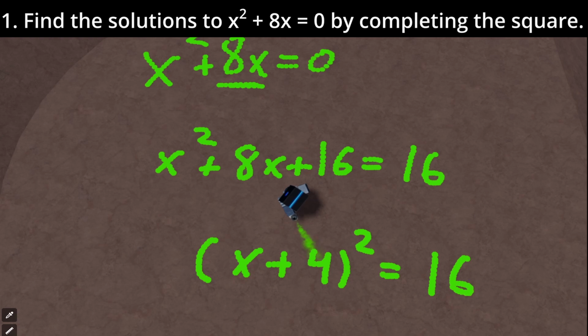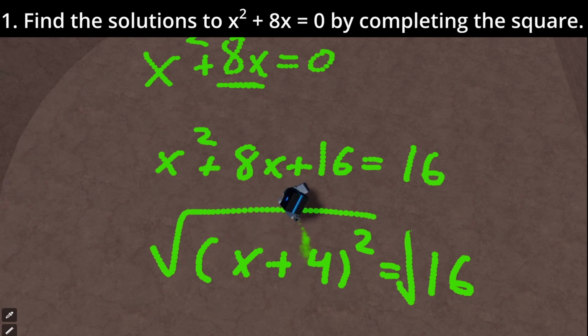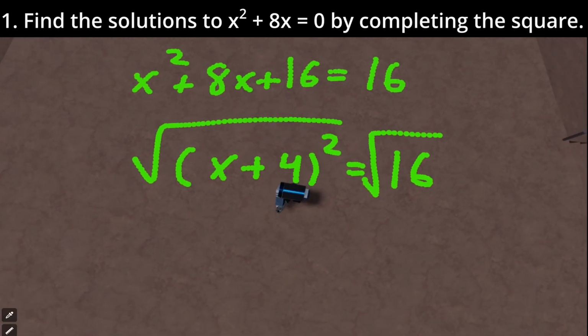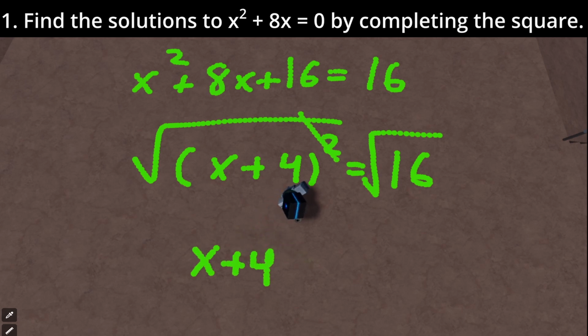And then now I see that we have (x plus 4) squared. I can just take a square root to get rid of that squared. So why don't I do that? Take the square root of both sides. And after that, I'll have x plus 4, because the square and the square root will cancel out, is equal to the square root of 16, which is plus or minus 4.